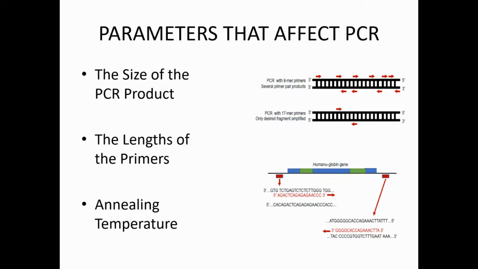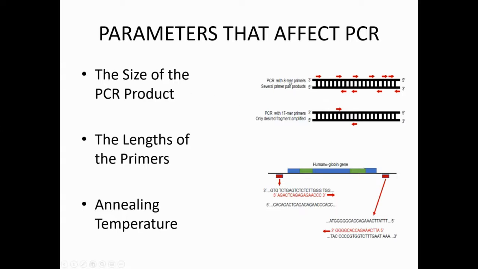Okay, once the target region is determined, then the next issue is the length of the primers. If the primers are too short, they might hybridize to non-target sites and give undesired amplification products. This is just an example.